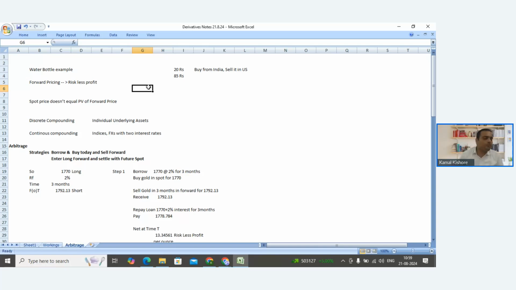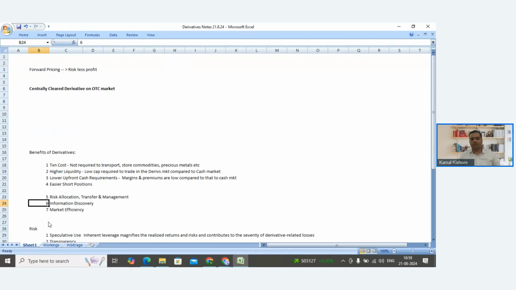What is the objective of the derivative market? For hedging purpose, for risk management purpose, for price discovery, for liquidity, to play with lesser capital. These are the objectives or benefits. Basically, lower upfront cash requirements, higher liquidity, price discovery, basically information discovery, and market efficiency. All these are benefits, or you can say objectives also, and it helps.